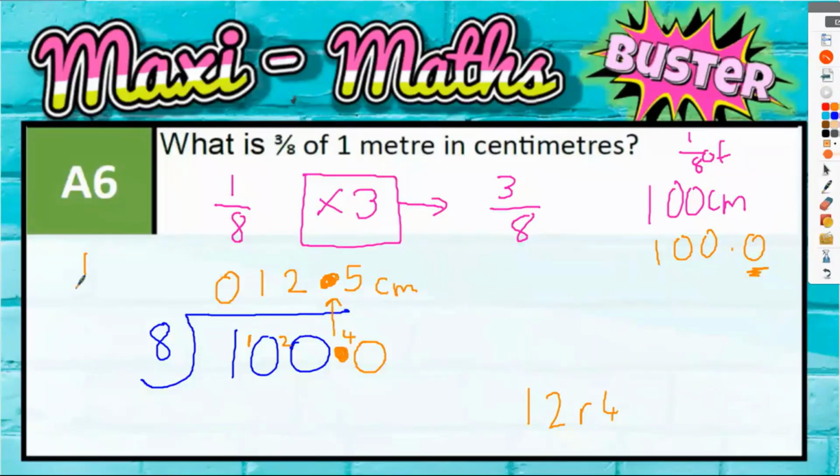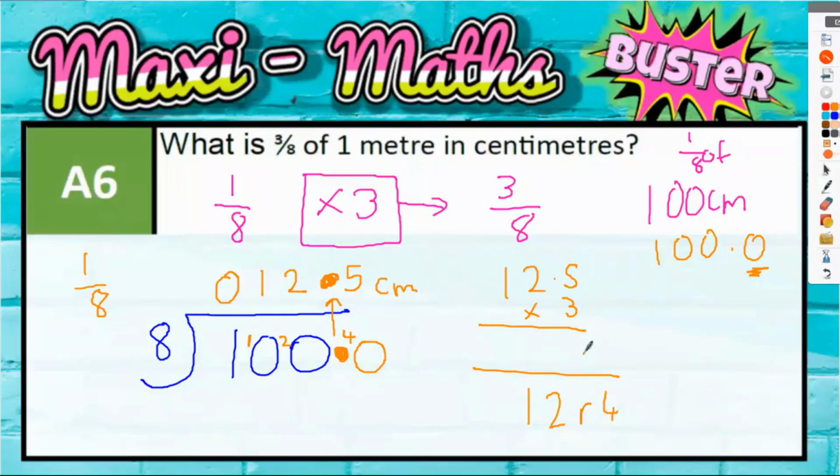But that is 1/8. We said earlier that we're going to have to times that by 3 to get 3/8. Times it by 2 to get 2/8, times it by 5 to get 5/8, times it by 7 to get 7/8. So this 12.5 now needs to be times by 3, and that will give us our 3/8. So it's not too tricky.